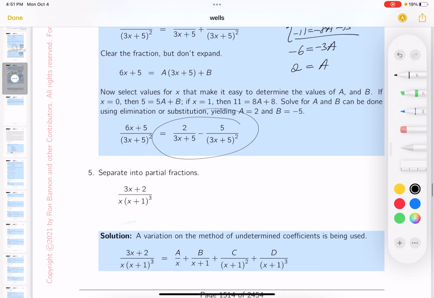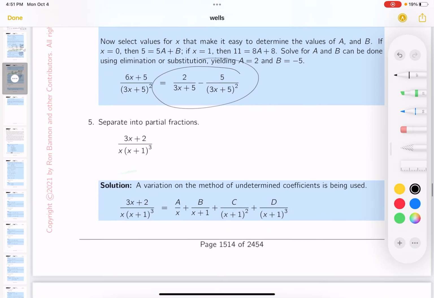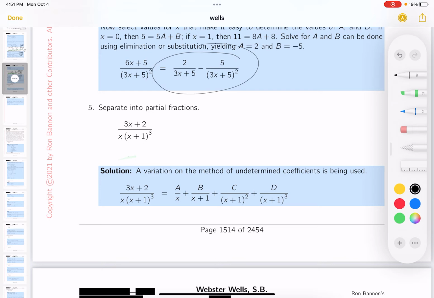Okay. This one, it's difficult. I'm not saying it's going to be easy for you. But the bottom line is, I hope you realize we're going to divide this into a bunch of parts. x, x plus 1, x plus 1 squared, and x plus 1 cubed. Wow, this is going to be a lot of work. A, B, C, and D. All right? I think I might need a little more space to do this.